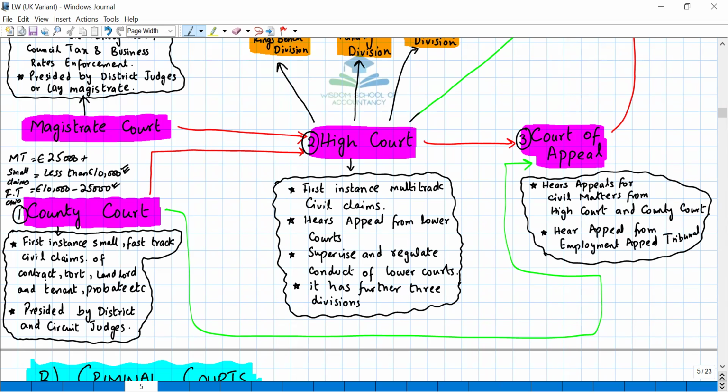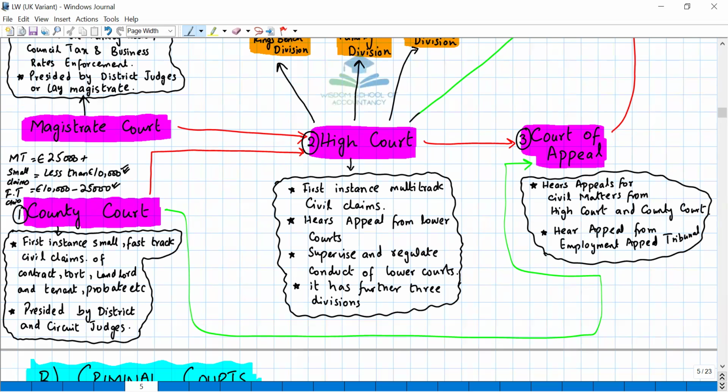So what do we mean by first instance small and fast track civil claims? Small claims are claims of less than 10,000 pounds. For example, if you and I had a contract and I broke the contract, you put a claim of 7,000 pounds on me, saying I broke the contract and have to pay you 7,000 pounds in damages. Because it is less than 10,000 pounds, it is a small claim. A fast track claim is any claim between 10,000 pounds and 25,000 pounds.